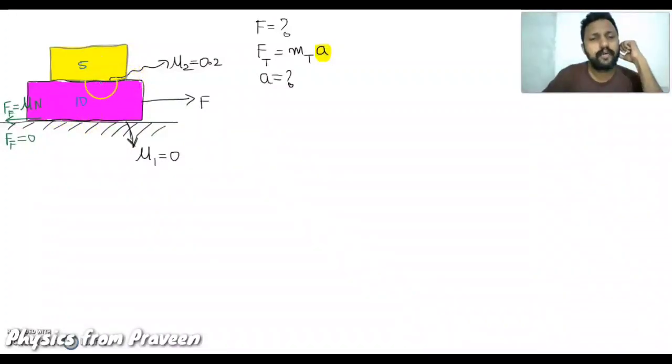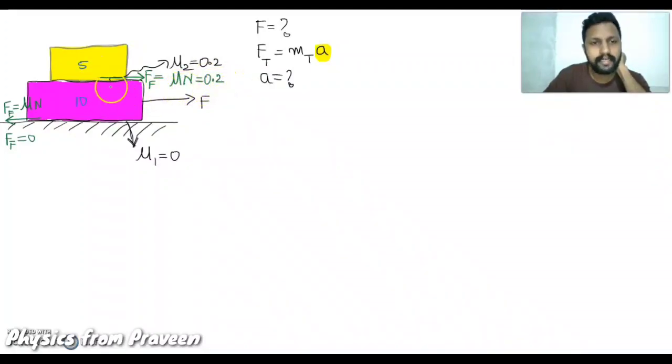Likewise, let's find the frictional force between the 5 and 10 kilogram blocks. If we apply an F Newton force over this 10 kilogram mass, friction applies the force over the 5 kilogram block. Therefore, we have to find the frictional force, let me write it as FF between the 10 and 5 kilogram blocks. For that also, we can use the standard formula: frictional force is equal to the coefficient of static friction into normal reaction. In this situation, the coefficient of static friction is 0.2.